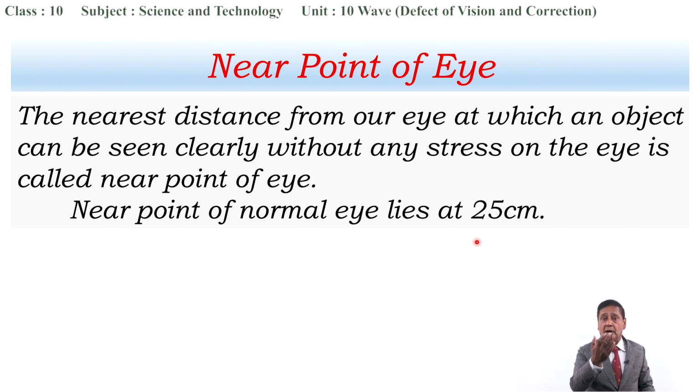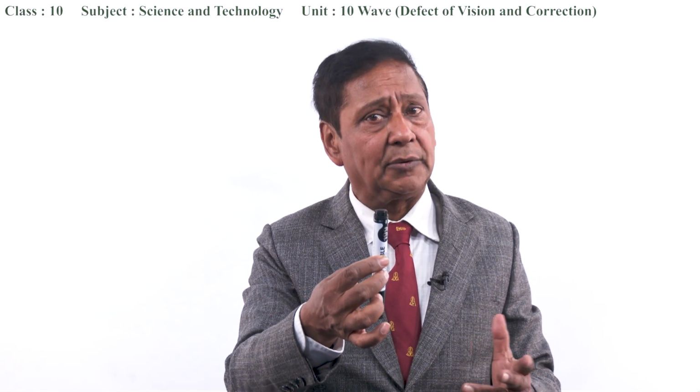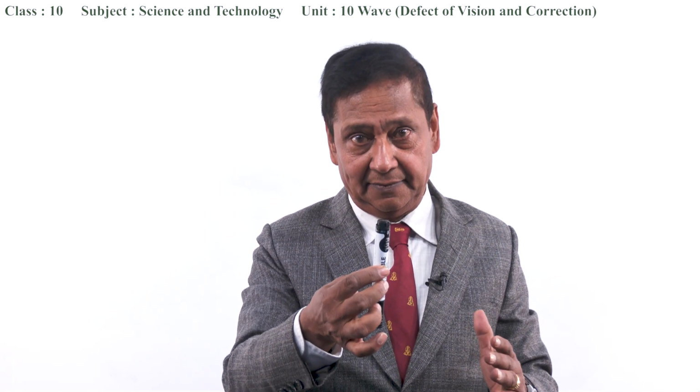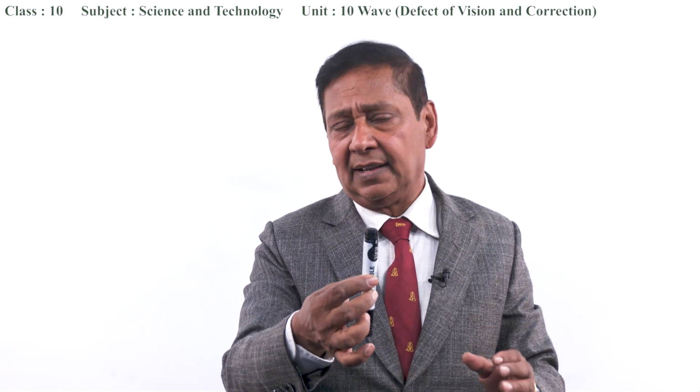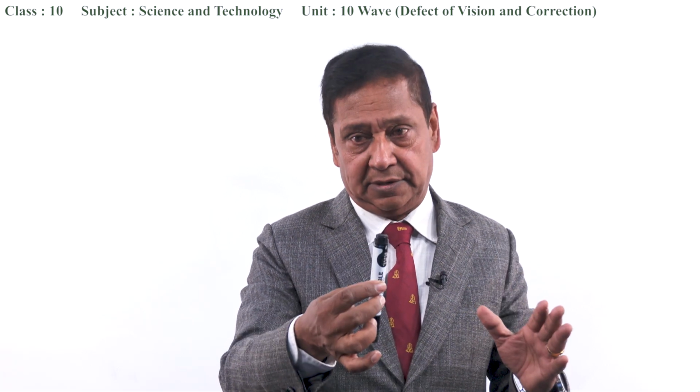And near point of normal eye, meaning healthy eye, lies at a distance of 25 centimeter. What does it mean? If an object is placed at 25 centimeter distance, then we'll be able to see this clearly without any stress on our eye. That's why we can say that near point lies at a distance of 25 centimeter.